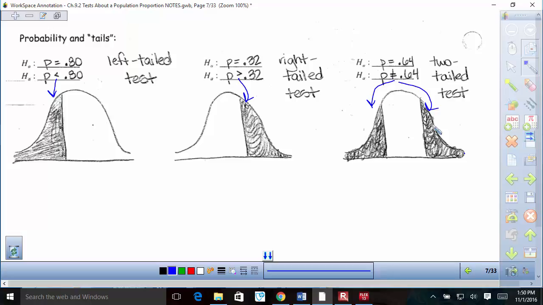Do you notice that the equal sign is at the top every single time? Equal is always in the H0 part, the null hypothesis. The inequality, meaning the less than, greater than, or not equal to, is in the bottom one every time. They don't ever switch, nor is a p-hat anywhere in there. No p-hats.